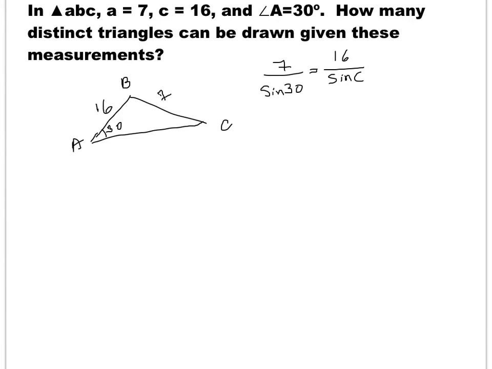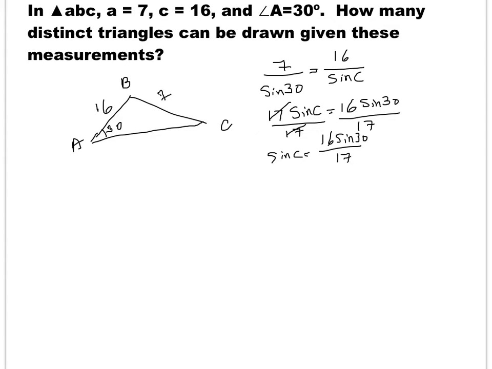If we cross multiply, we get 17 sine C is 16 sine 30. Now let's divide by 17. We get sine C is 16 sine 30 over 17, which is approximately 1.1428.